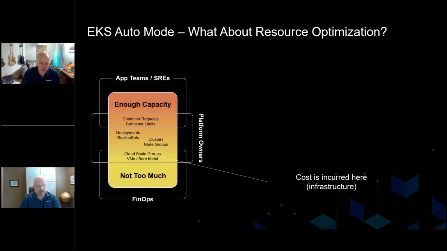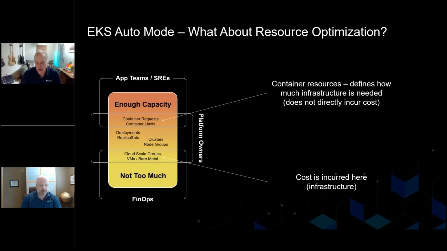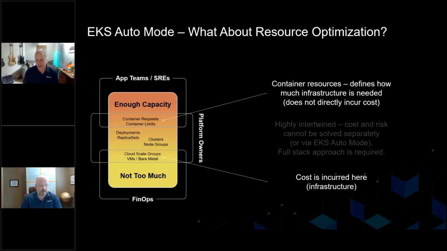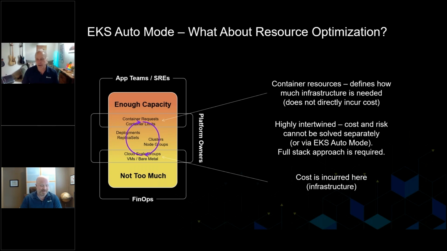The cost is incurred here in terms of the nodes, the scale groups that you've configured, the VMs, the bare metal, the infrastructure that's running those workloads. So we have to look at that area in terms of controlling costs, but it's really at the container resource level that defines how much infrastructure is needed, in terms of the CPU and memory requests and limits, et cetera. It doesn't directly incur cost, but it indirectly definitely affects what's running on the node level. So there's really this interdependency. These two things are intertwined.